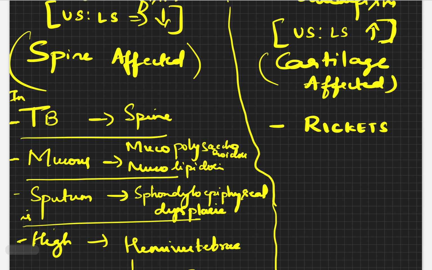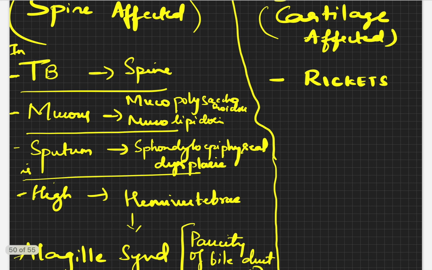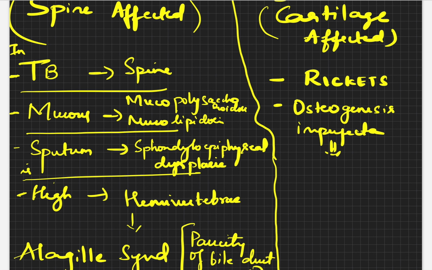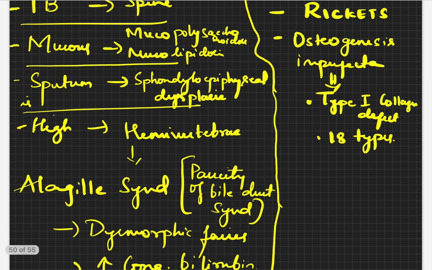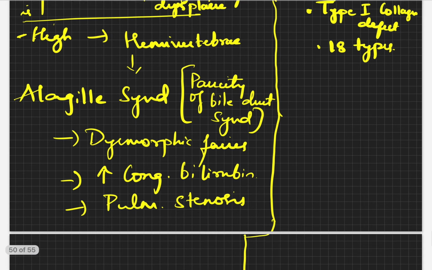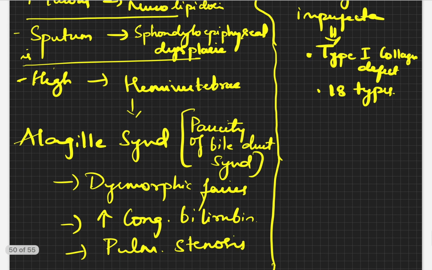Now we go for short limb dwarfism, where cartilage is mostly affected. In vitamin D deficiency, that is rickets, cartilage is affected, so it causes short limb dwarfism. Osteogenesis imperfecta is a disease because of type 1 collagen defect, where long bones are affected. Type 1 is there in bone, ONE is there in bone, so type 1 collagen is present in bone. So by type 1 collagen defect, it causes osteogenesis imperfecta. There are 18 types of osteogenesis imperfecta.